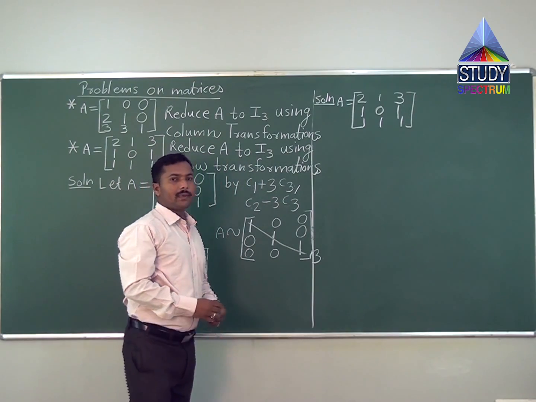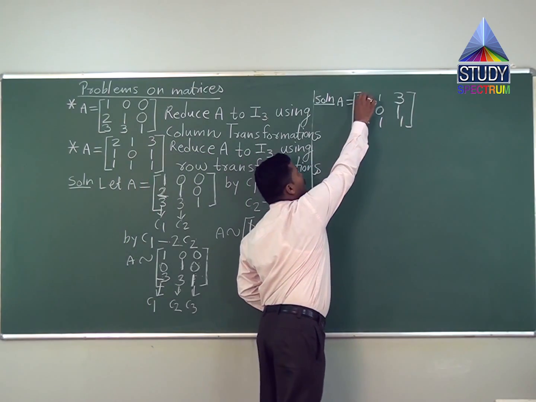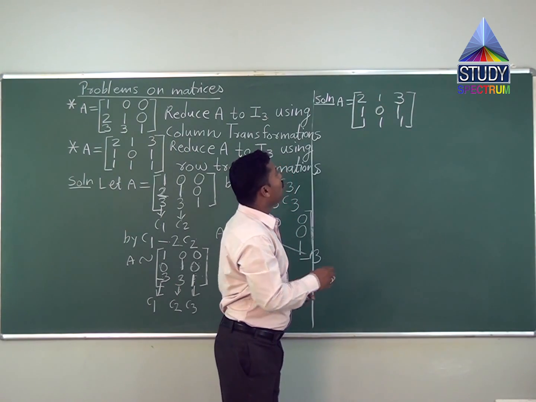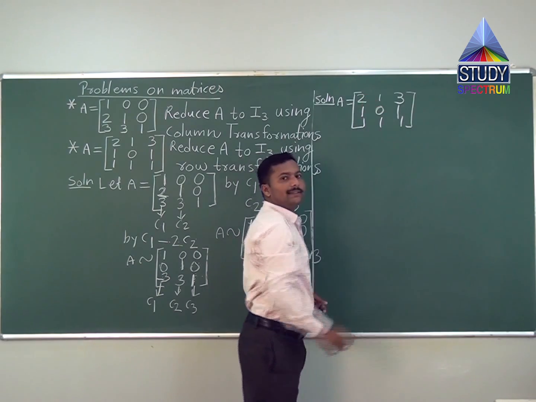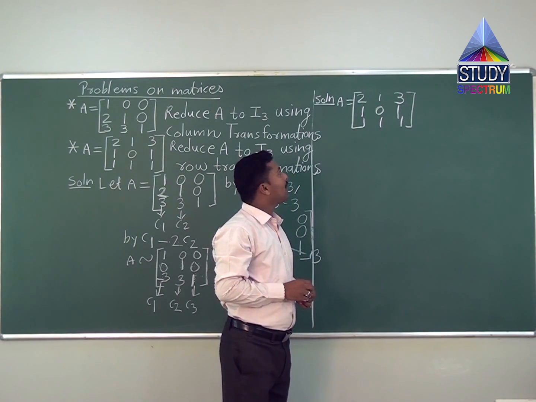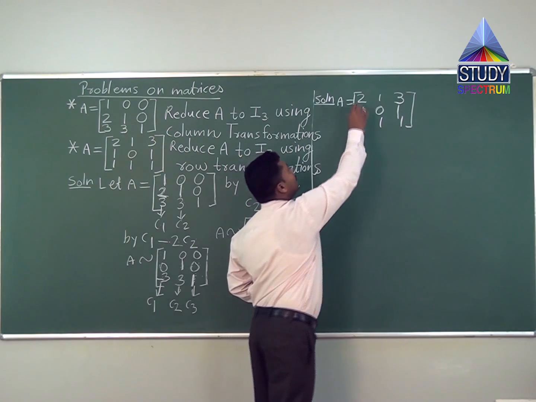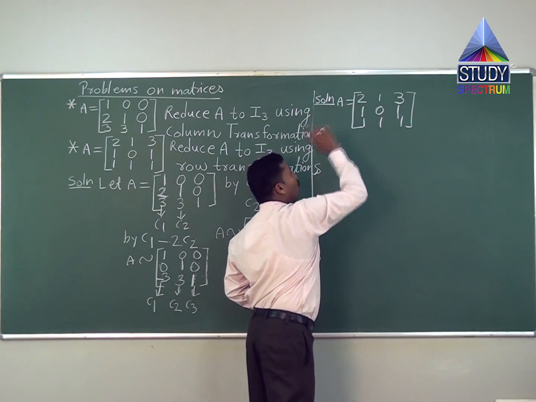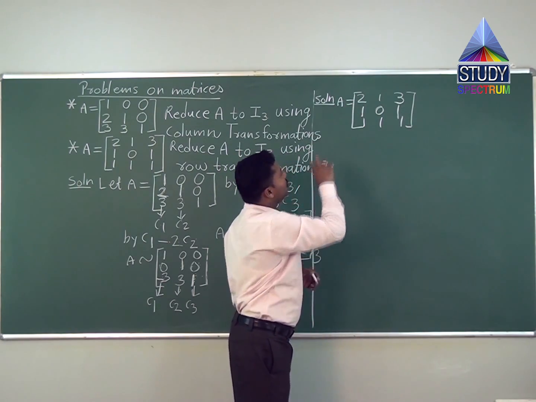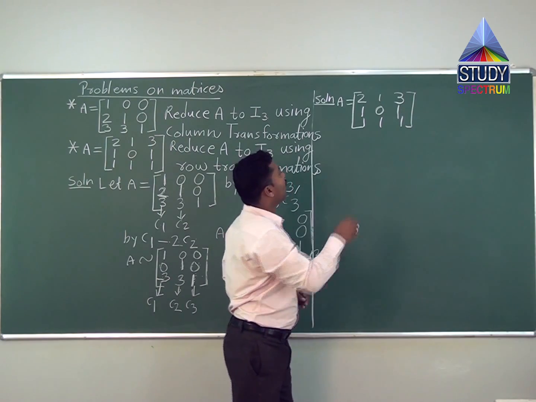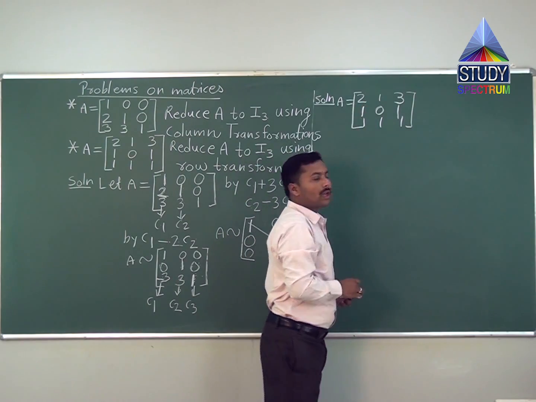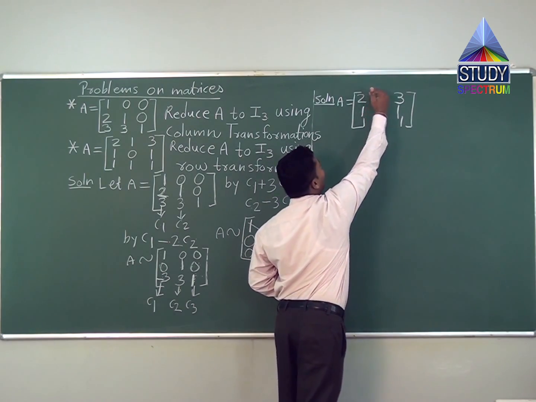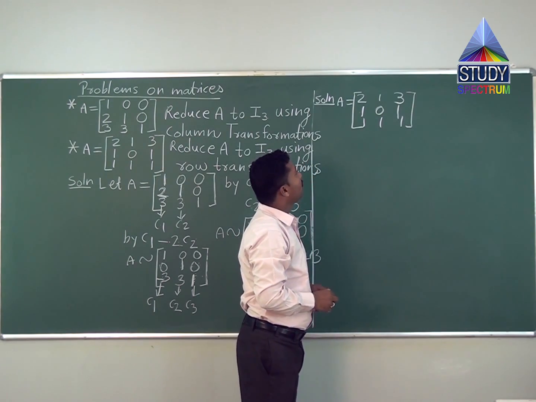So here is A. The first diagonal number is 2, and we want to make this diagonal number 1. We want 1 instead of 2, so how do we make this? Look carefully, this is the second row. If we shift this second row to the first row, what happens?